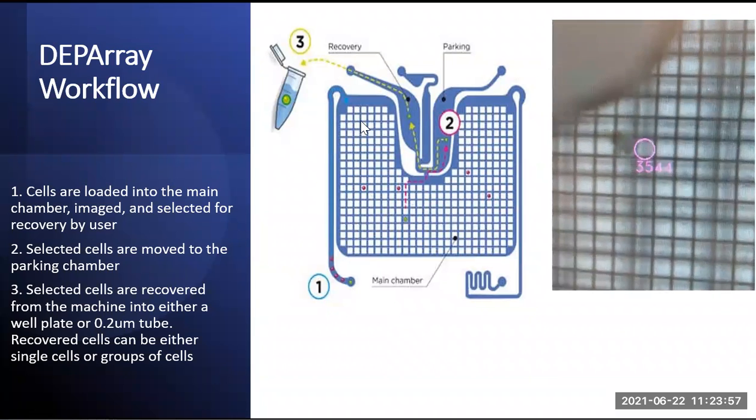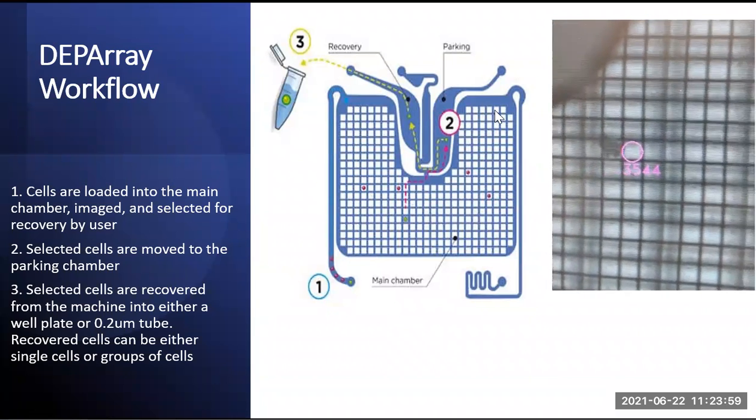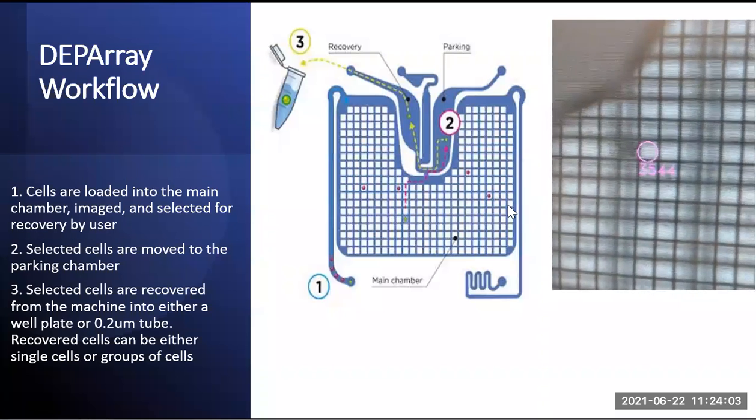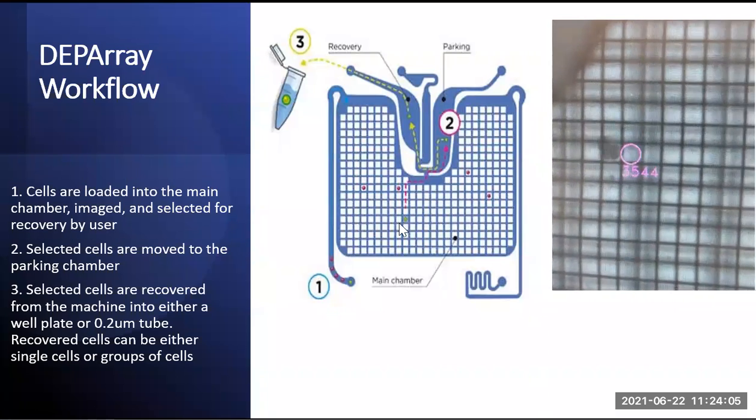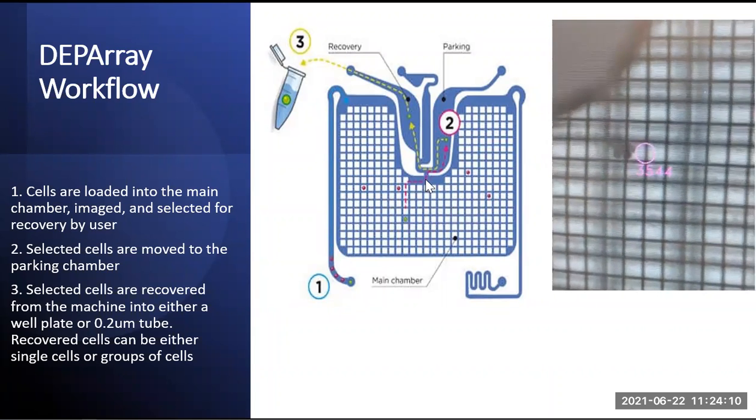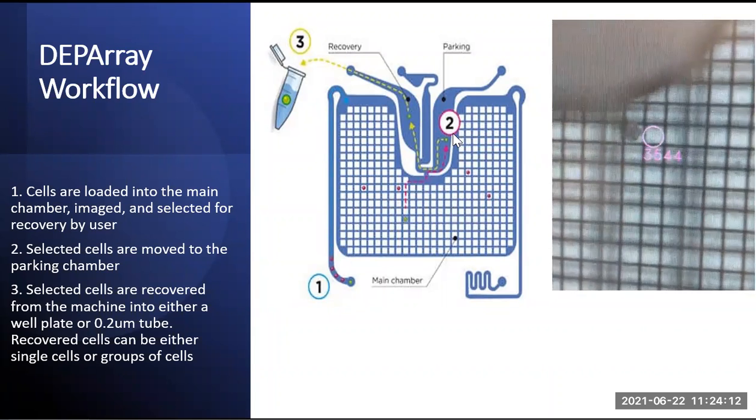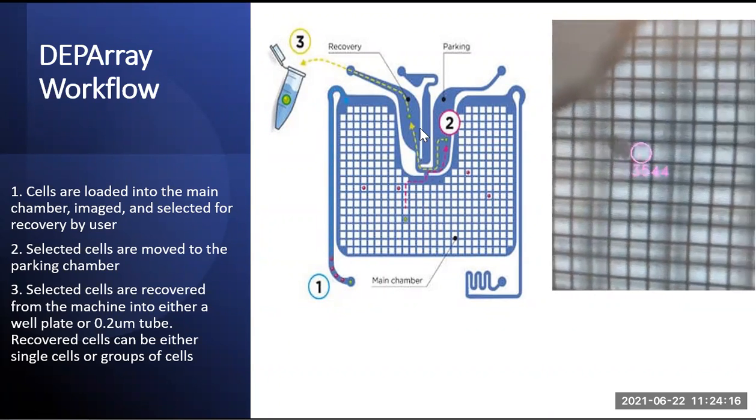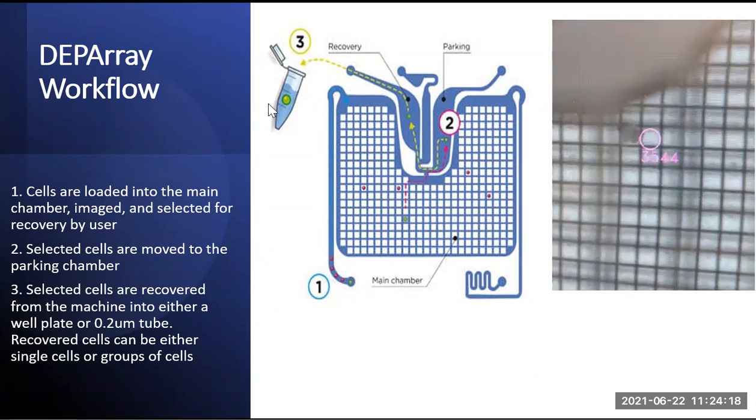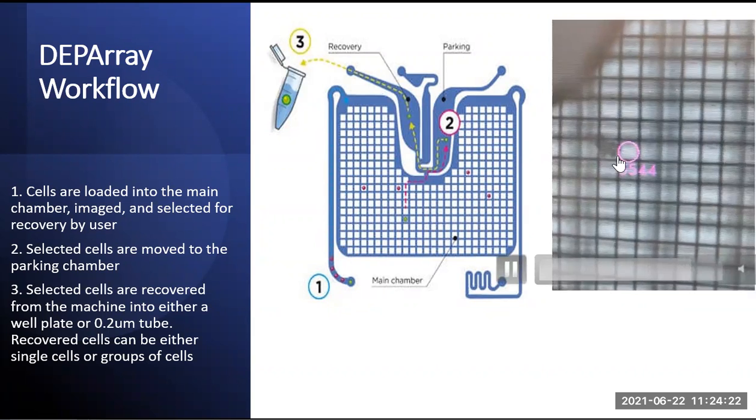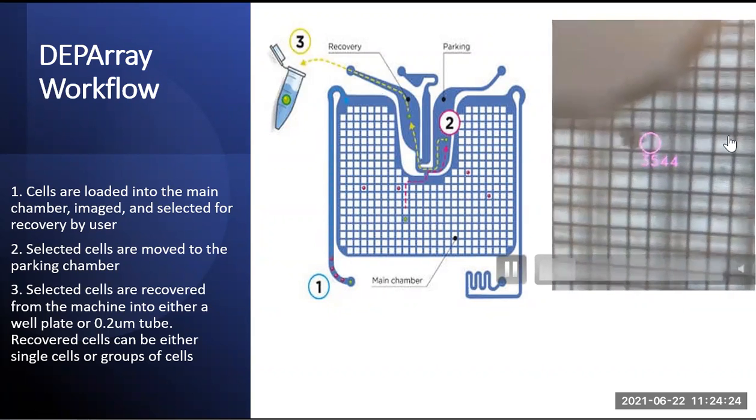there are around 80,000 DEP cages actually within this chamber. So the cells are trapped within these DEP cages, and then based on their fluorescence, you can select the cells of your interest among 80,000 cells and move that one cell at a time into this parking chamber. And from this parking chamber, you can then release one cell at a time into your tubes or a well plate. Here is an example of how we are moving a cluster of cells across the DEPArray.